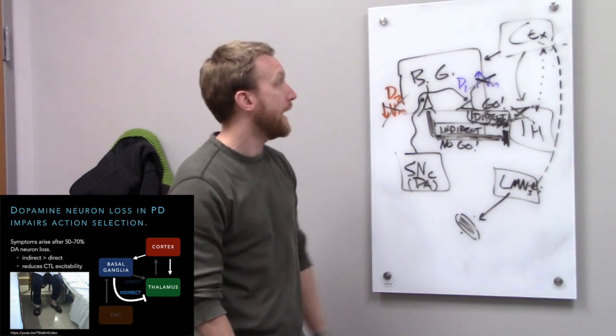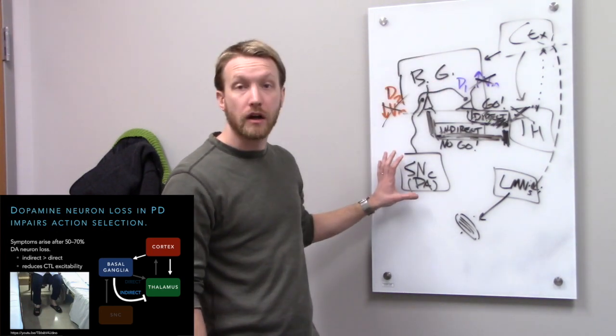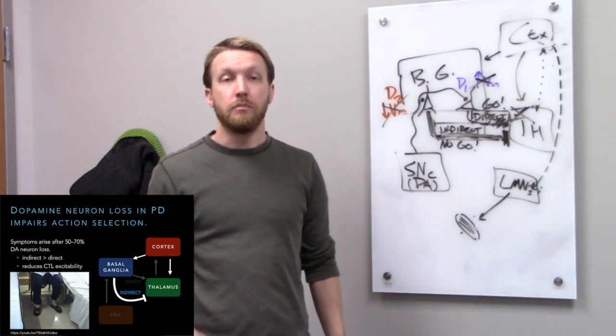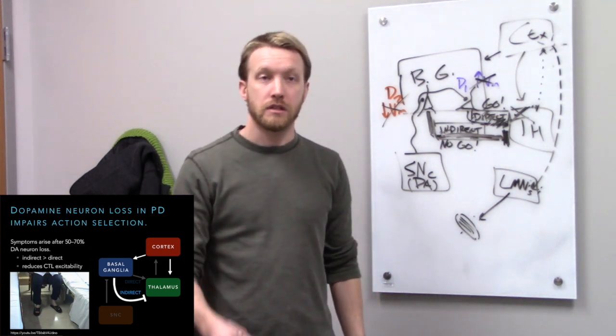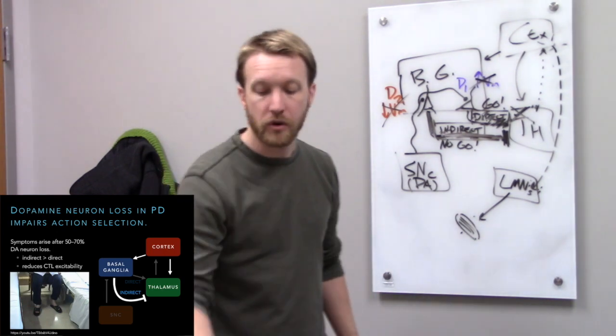So his planned actions get passed into the basal ganglia, and because of the lack of dopamine neurons, they're unable to be approved. So the best that he can come up with are these slow, low amplitude movements that are characteristic of Parkinson's disease.